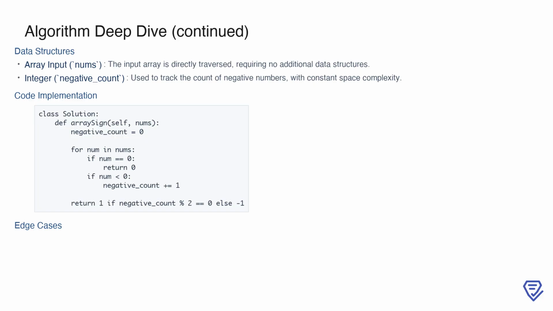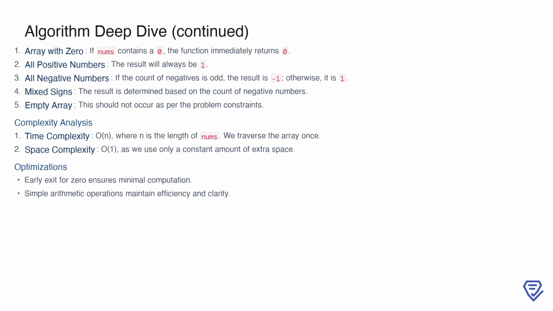This concise and efficient solution is robust and handles the majority of edge cases effectively, including arrays with zeros, all positive numbers, or all negative numbers. The algorithm is designed to handle various edge cases seamlessly. For instance, if the array contains a 0, the function terminates early and returns 0.